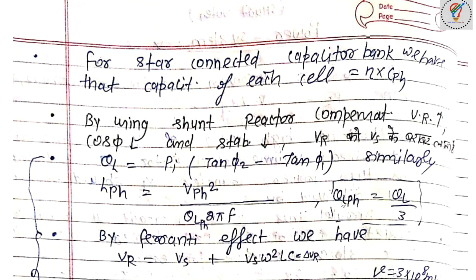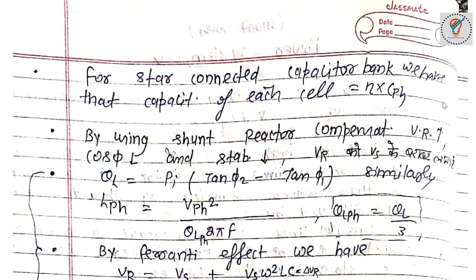Now for a star connected capacitor bank, what is the capacitance of each cell? For example, if we take a star network like this, we take the capacitance in one phase, and similarly we have another phase capacitance like this. Suppose we take this entire capacitance CPH, and CS is the capacitance of each cell, so CS is equal to N into CPH. Why? Because remember, these capacitances are considered in series, so the overall capacitance will be lesser compared to CS.